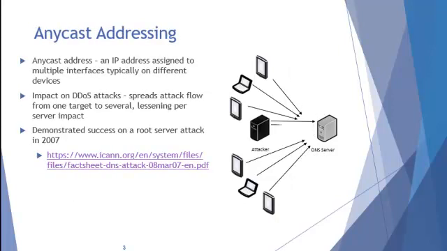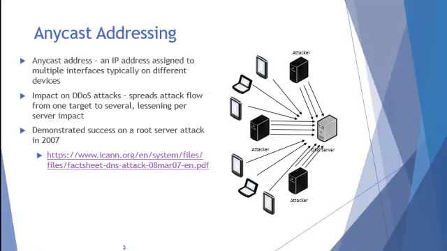One way you can mitigate this attack is through Anycast addressing. An Anycast address is an IP address assigned to multiple interfaces, typically on different devices. So it's got the same IP address. The impact on the DDoS is it spreads the attack flow from one target to several. So again, I'm issuing a packet to a given destination IP address, and by Anycast I've actually assigned that IP address to multiple end devices.